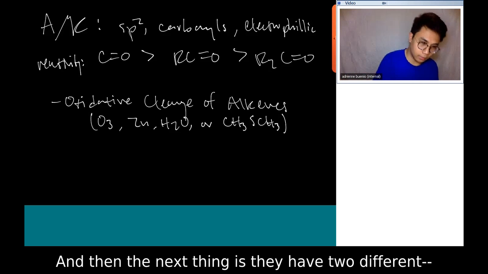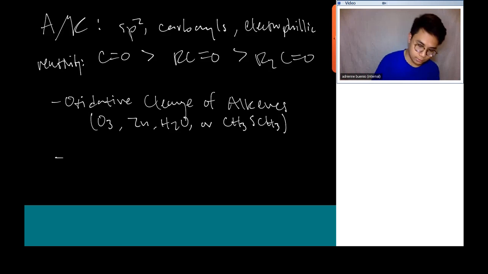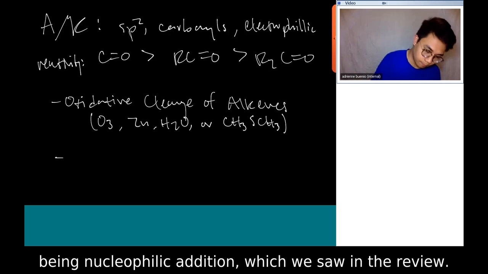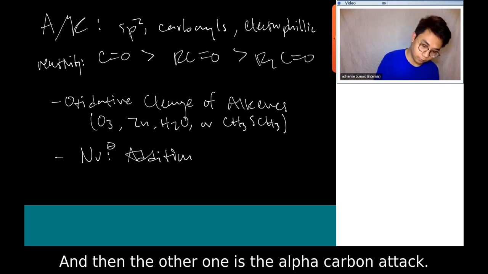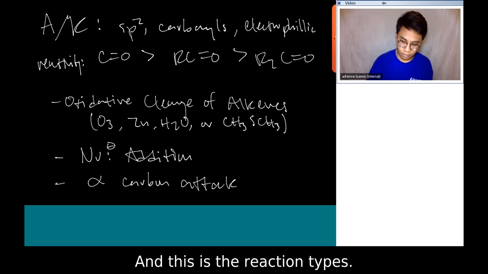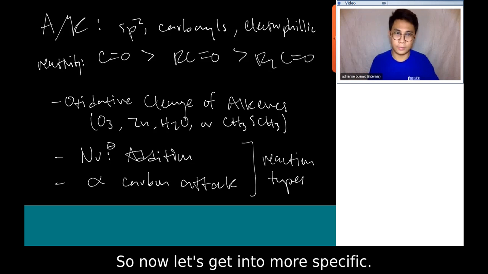Okay, and then the next thing, this is where the main part of it is, but we'll kind of save it for later. Both aldehydes and ketones have the same types of reactions they can undergo. One of them being nucleophilic addition, which we saw in a review, right? And then the other one is the alpha carbon attack. So two ways to approach aldehyde and ketone reactions, right? So keep that in mind, and these are the reaction types, right?